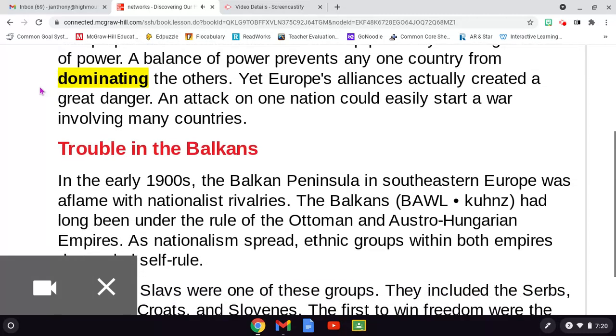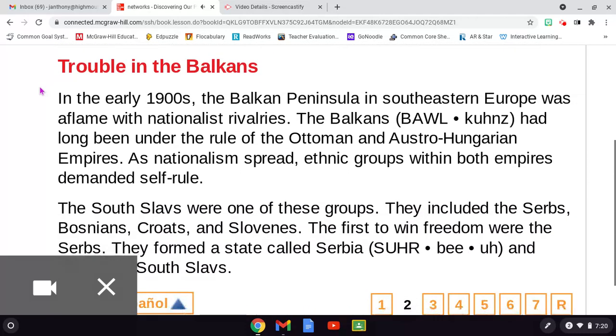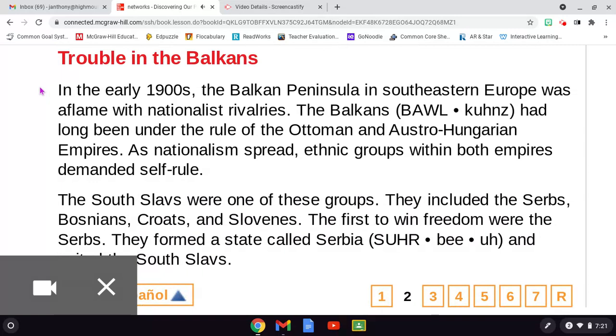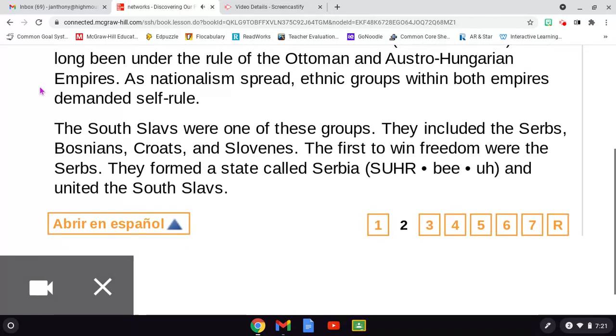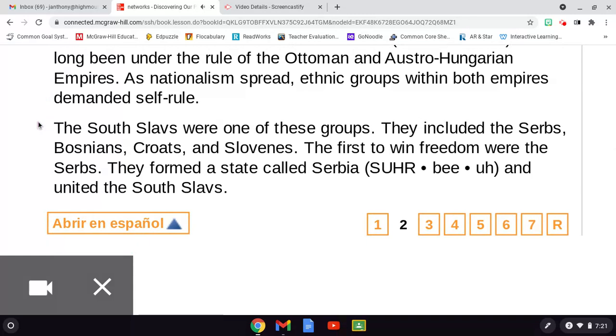Trouble in the Balkans. In the early 1900s, the Balkan Peninsula in southeastern Europe was aflame with nationalist rivalries. The Balkans had long been under the rule of the Ottoman and Austro-Hungarian empires. As nationalism spread, ethnic groups within both empires demanded self-rule. The South Slavs were one of these groups. They included the Serbs, Bosnians, Croats, and Slovenes. The first to win freedom were the Serbs. They formed a state called Serbia and united the South Slavs.